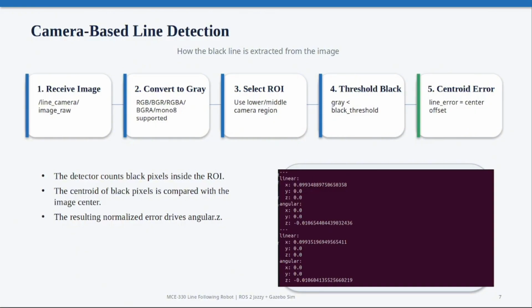Finally, the node calculates the center of the black pixels. This centroid is compared with the center of the image. The difference between them becomes the normalized line error. If the line is centered, the error is close to zero. If the line shifts left or right in the camera image, the error changes and the controller uses this error to steer the robot. Now Ece will continue to explain control logic, testing results and live demonstration.